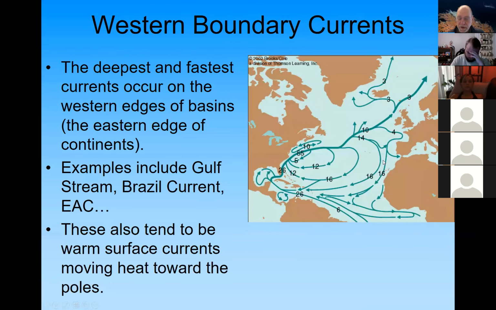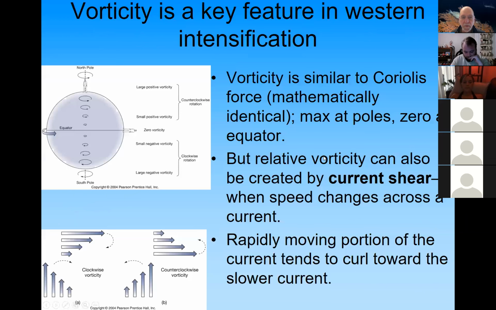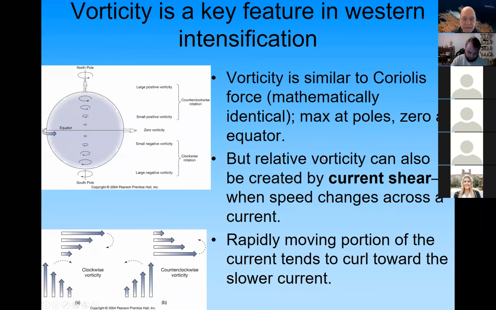Okay? And so the key to understanding this pattern of strong, warm western currents and broad, cooler eastern currents is something called vorticity. Okay, so vorticity is similar to the Coriolis effect. It's mathematically identical. It goes to a maximum at the poles and zero at the equator. But vorticity is caused not by acceleration, but by deceleration. So if you have, let's see, let me switch to the next slide.